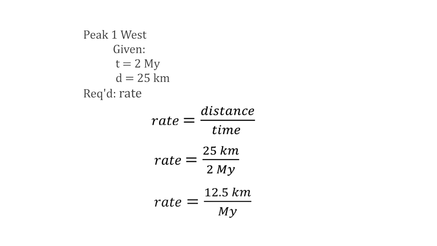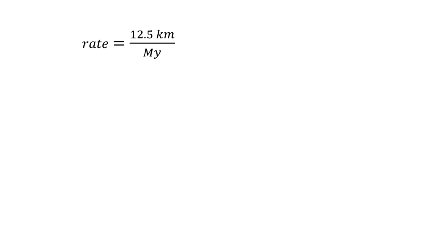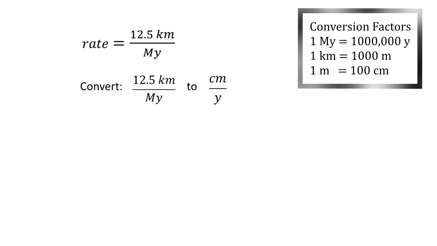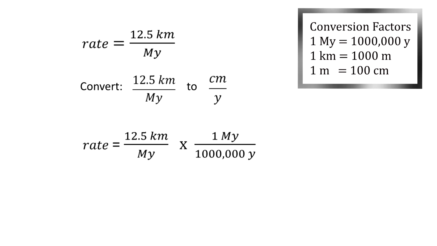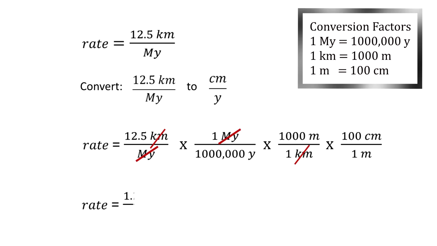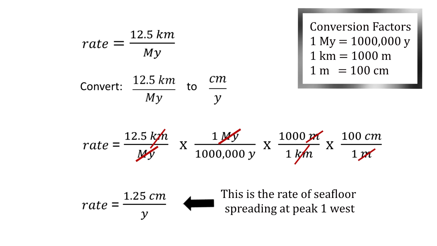To express the 12.5 kilometers per million years in centimeters per year, we convert using the conversion factors. So, the rate is equal to 12.5 kilometers per million years times 1 mega year, or this is just equal to 1 million years, since mega is 1 times 10 to the 6 or 1 million, times 1,000 meters over 1 kilometer, times 100 cm over 1 meter. Therefore, the rate for peak 1 west is equal to 1.25 centimeters per year. Please do the same process for the rest of the given peaks.